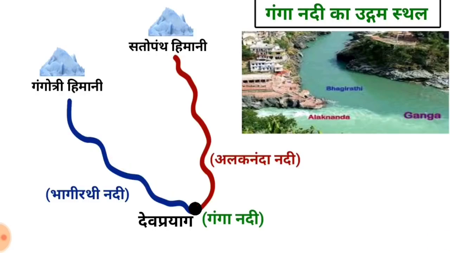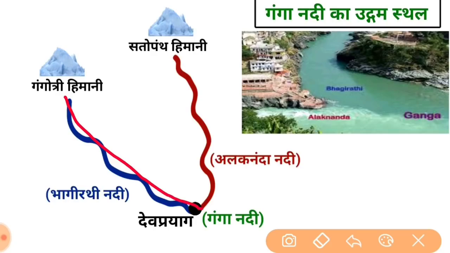But this is not so. The Ganges river is formed by the confluence of 2 rivers. One is Bhagirathi river and the other is Alaknanda river.